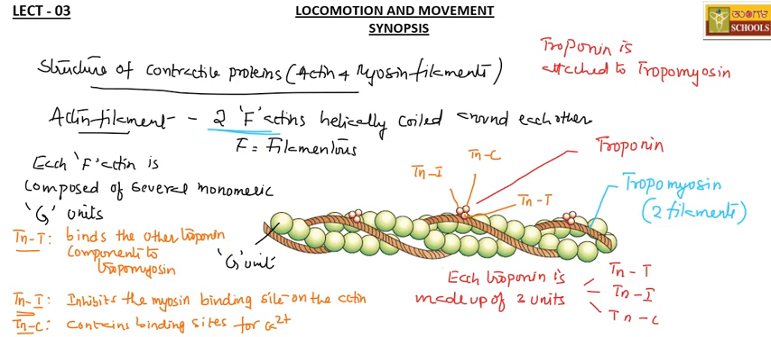And this troponin and tropomyosin are often called regulatory proteins. So they play a very important role. I'll just mention here that both the troponin and the tropomyosin are called regulatory proteins. Why are they called regulatory proteins? Because they play an important role in masking and unmasking the active sites of the actin.